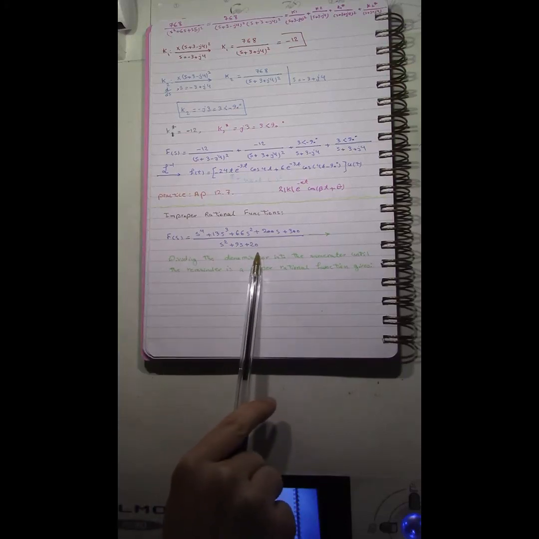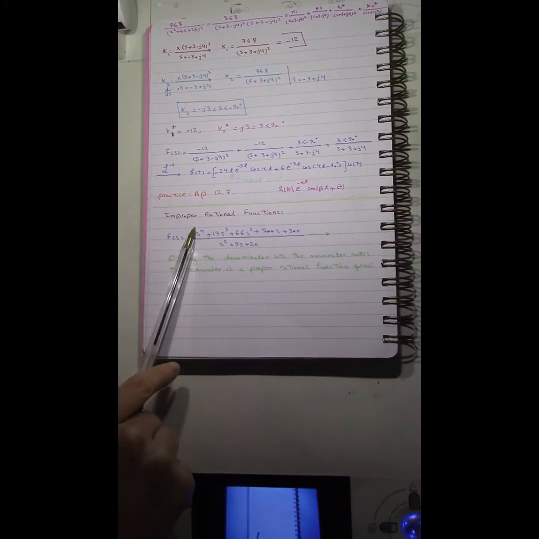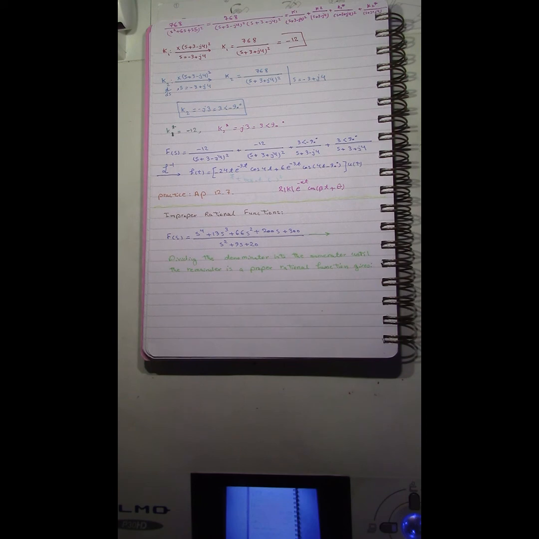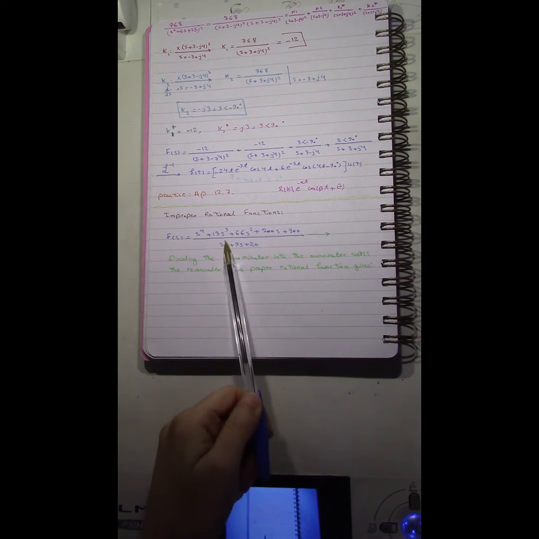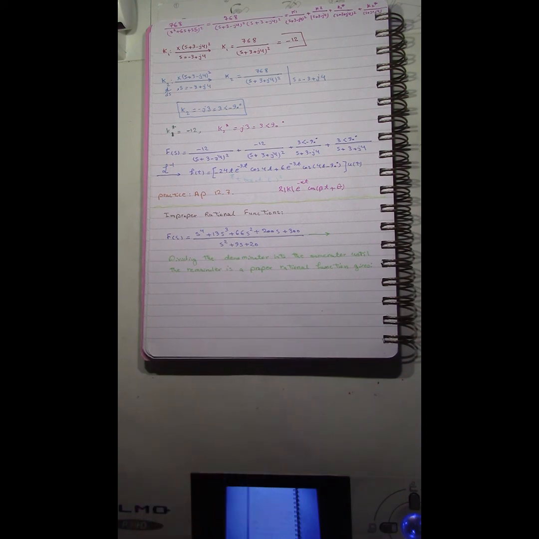How about the denominator? 2. So 4 is greater than 2. What if I had s to 4? Proper or improper? It's still improper. They're equal. Equal, improper. If m is equal to n, again we have improper. So now we have an improper rational function.